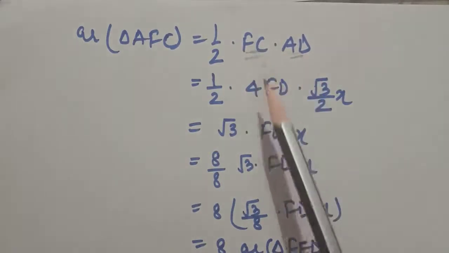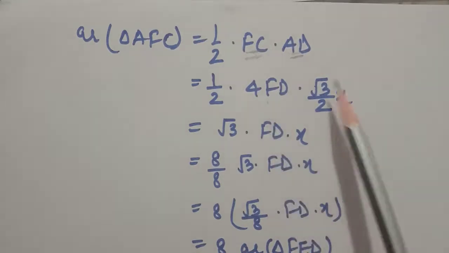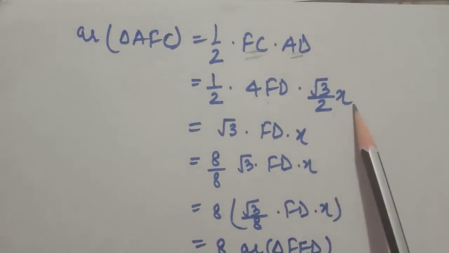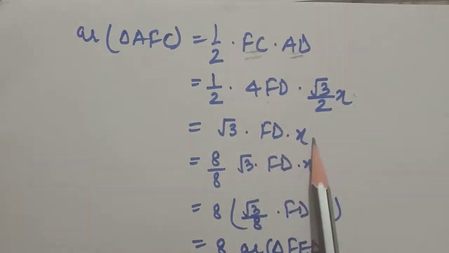Area of triangle AFC is equal to half into FC into AD, which are base and perpendicular. We know very well FC is equal to 4 times FD, which we already proved above, and the value of AD is √3/2 into x. Now we will solve this. Then our result is √3 into FD into x.